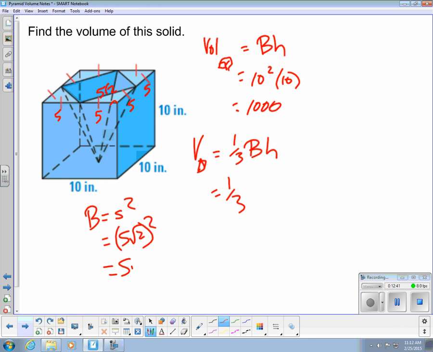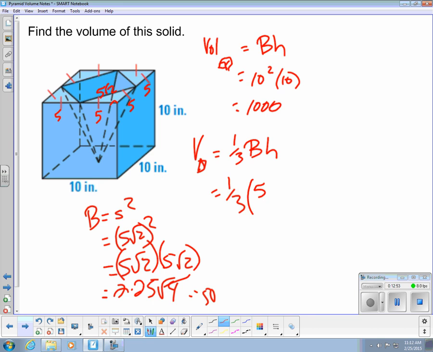Please make sure you do this one correctly. I'm going to write it out twice because so many people make a mistake. That's 25 square root of 4. That's a 2. So I get 50 here. So my big B is 50. My height, well, the height of that pyramid is the same as the height of the prism that it's stuck inside of, which would be 10. So I get here 500 over 3 is the volume of my pyramid.